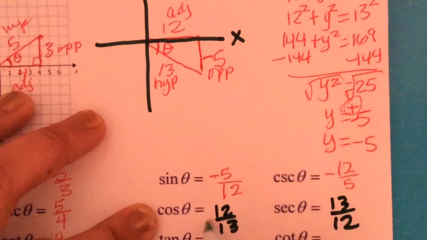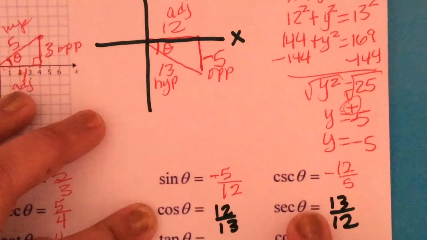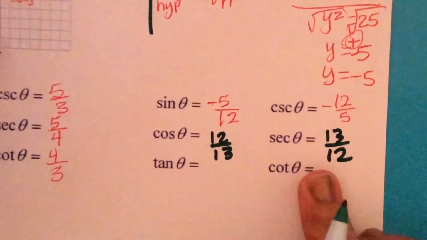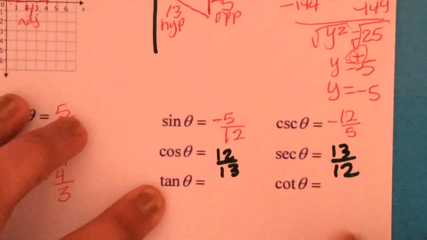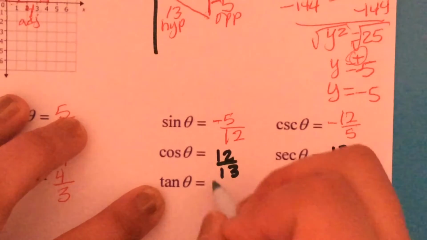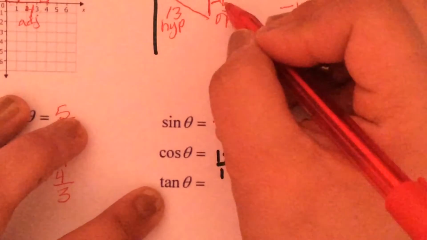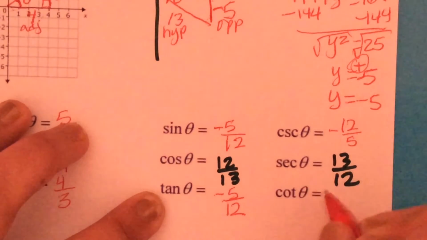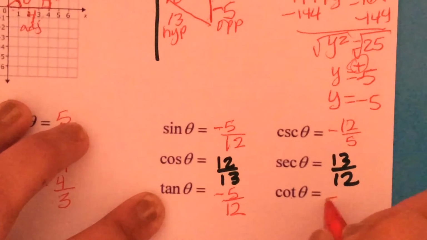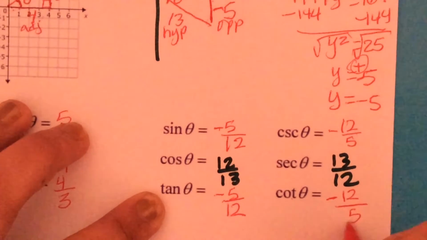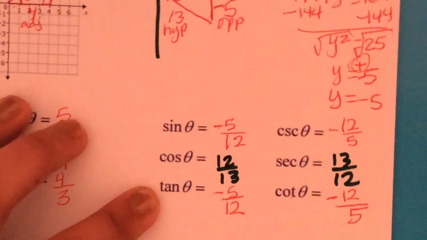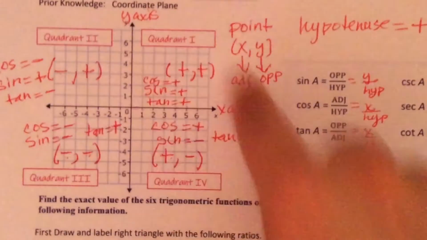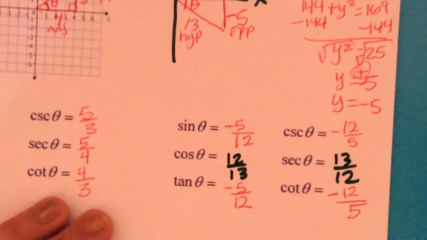Notice that these two are positive. If the cosine's positive, then the secant's going to be positive. And then the tangent's going to be negative because it's Y over X. And so Y is -5 and X is 12. So -5 over 12. And the cotangent is the reciprocal. So it's -12 over 5. You just flip it. And so then that's how you see why these signs are over here, so that you can verify yourself when you're doing this.